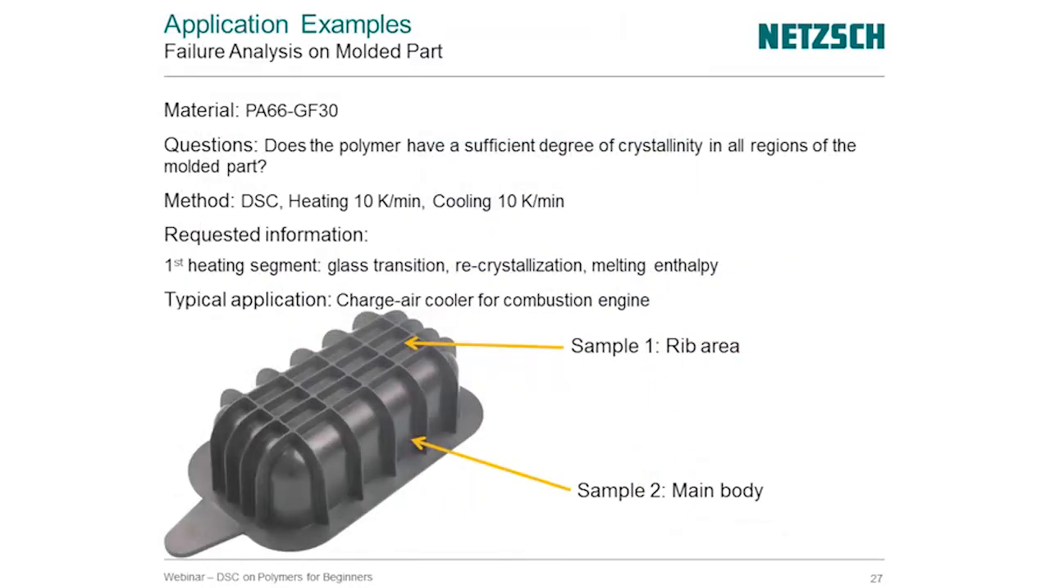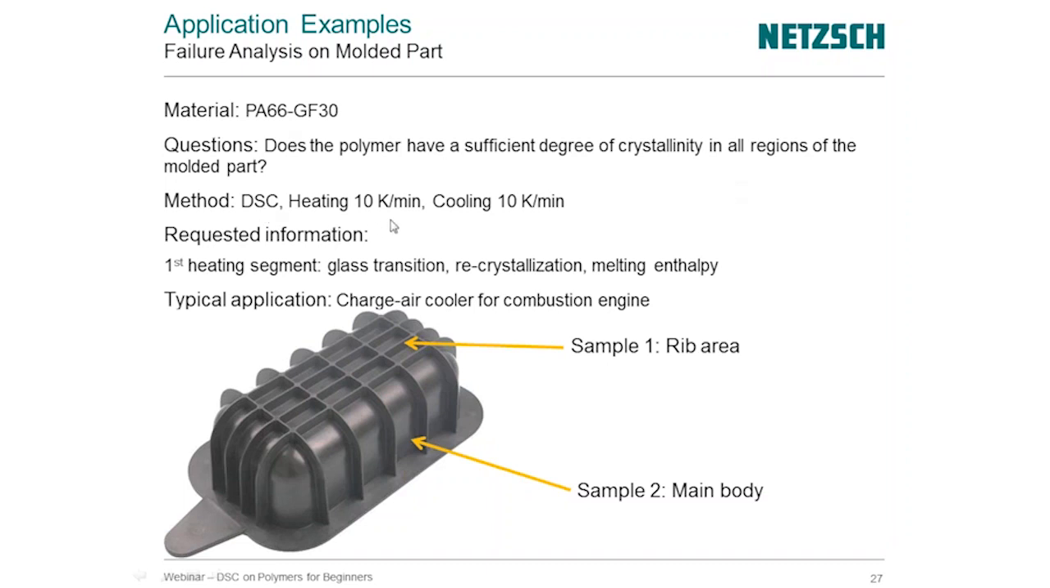Now we'll look at an example of failure analysis on a molded part. This is nylon 6,6, glass filled, or polyamide 6,6. And what we want to find out with this particular automotive part is does the polymer that we're using have enough crystallinity? Remember, I mentioned a little bit back, crystallinity impacts the strength. So we want to know if the polymer has a sufficient degree of crystallinity in all regions of the molded part. So we're going to do that with our handy DSC.